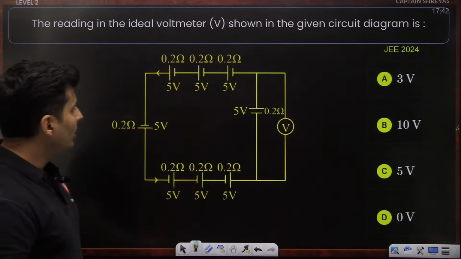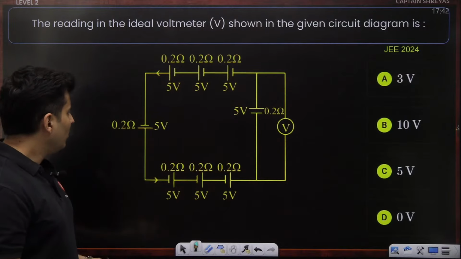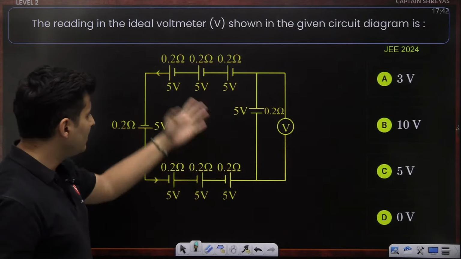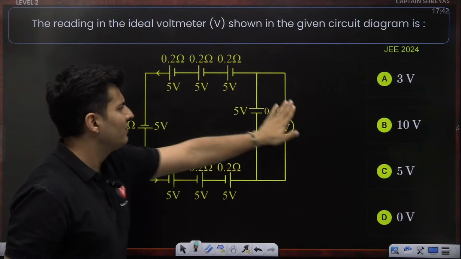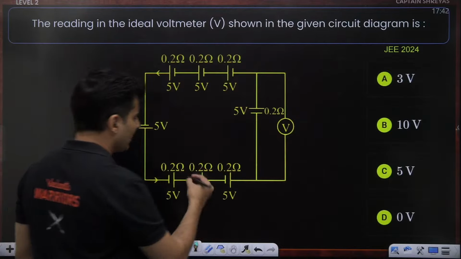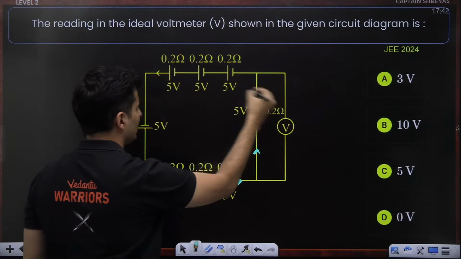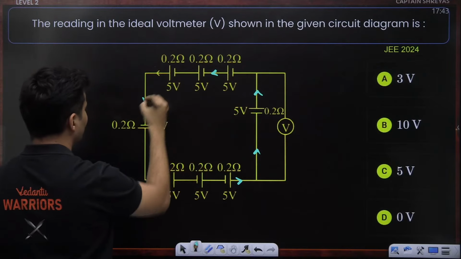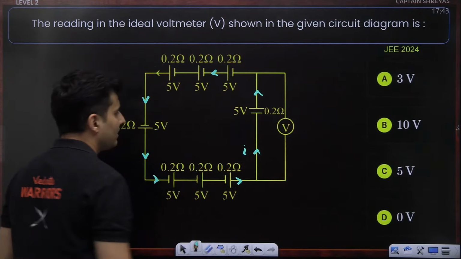The reading in the voltmeter is how much? This was asked in JEE 2024. Now you can see there are multiple batteries arranged in different ways. You have to measure the voltage between these 2 points. Forget the voltmeter for now. The current will flow through all these batteries. The voltmeter is just to measure the voltage, nothing more. There is current going like this, and that is I.